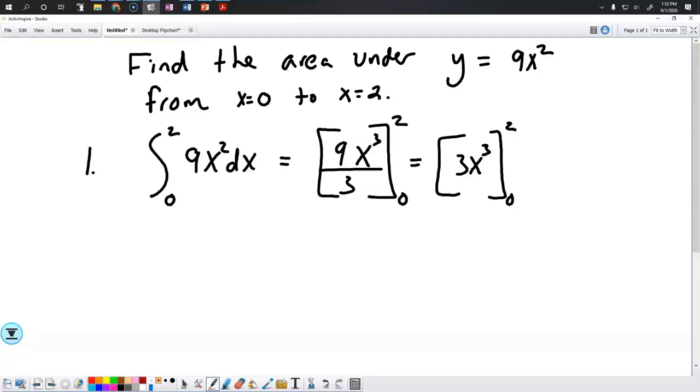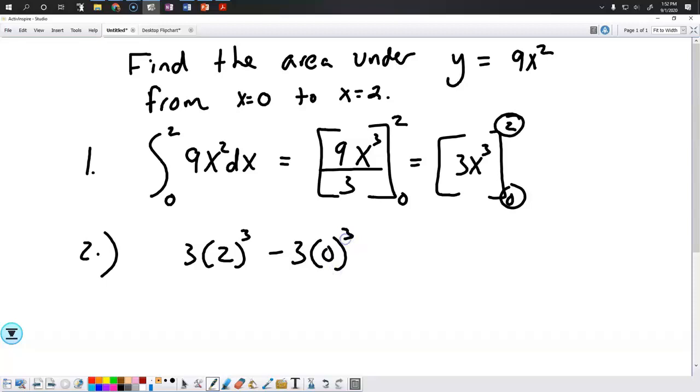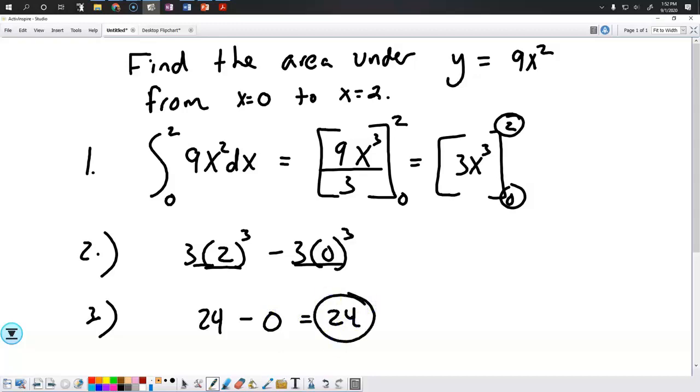So step 1 is integrate. Step 2 is to plug in your limits to each one and subtract them. Step 3 is to simplify it. So this is 8 times 3, which is 24. And this is 0. My answer is 24. So the area under the curve would be 24.